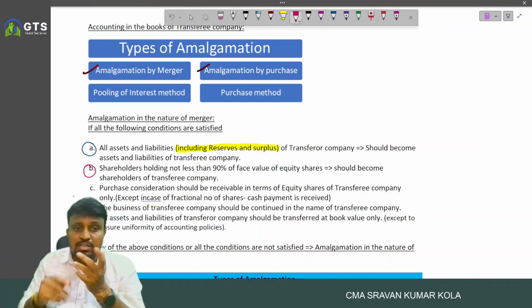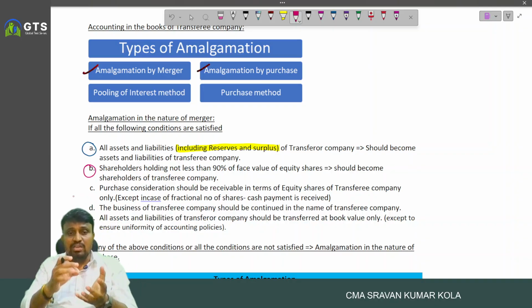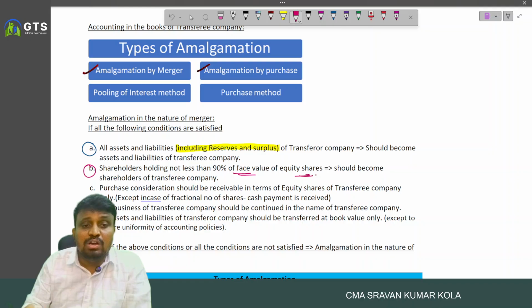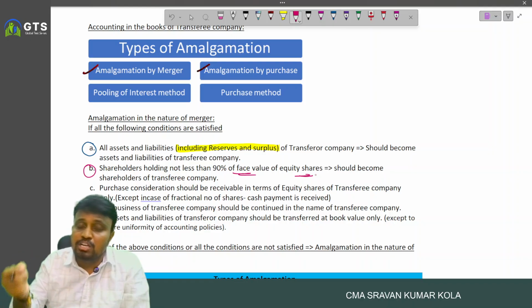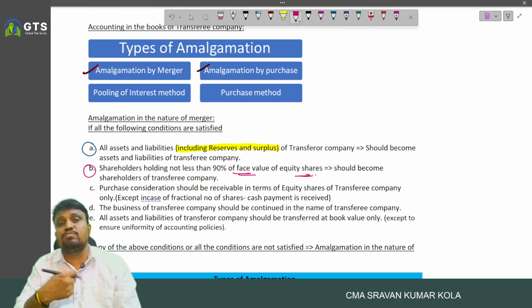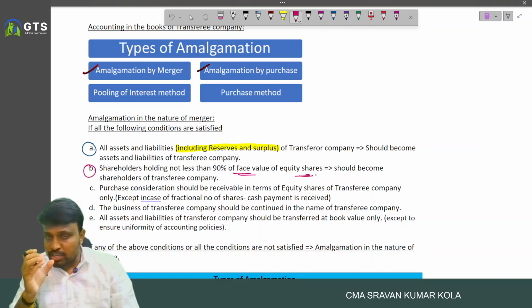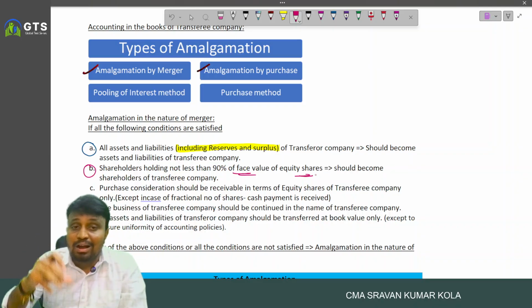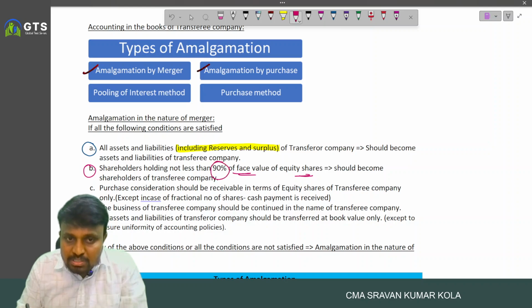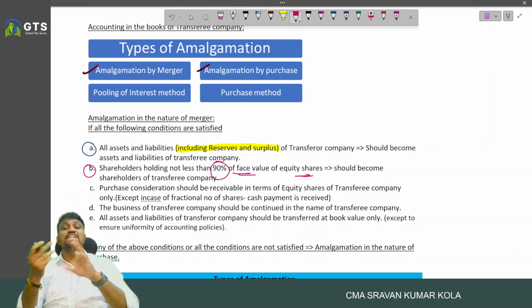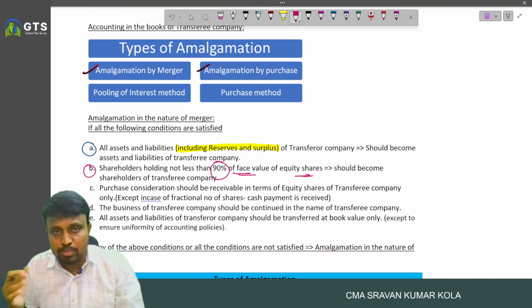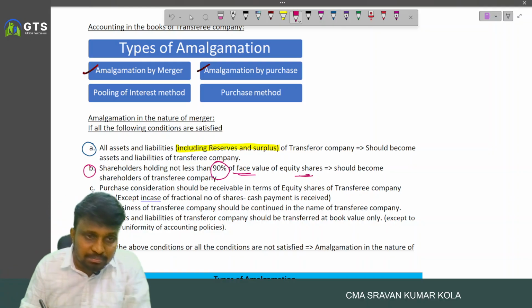And the second one is the shareholders holding not less than 90% of the face value of equity shares of transferor company should become the shareholders of transferee company. So shareholders of transferor company holding not less than 90% of the face value of equity shares should become the shareholders of transferee company.